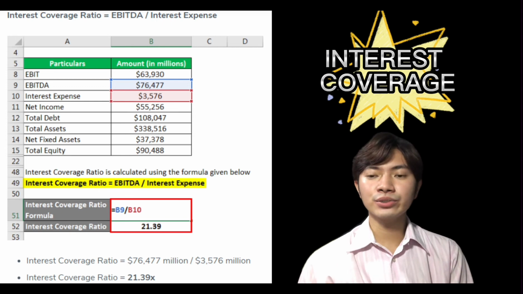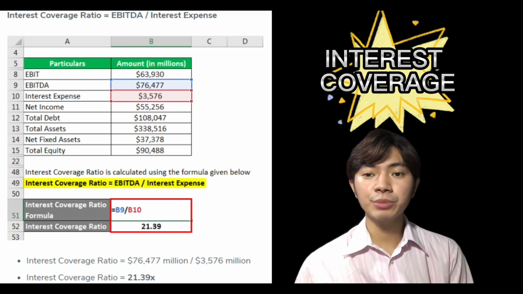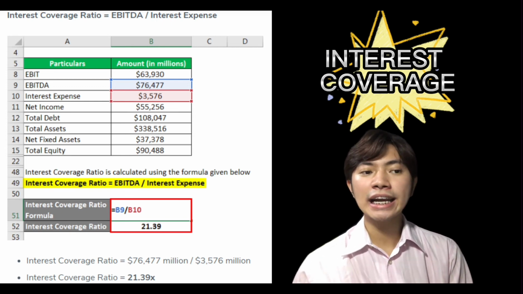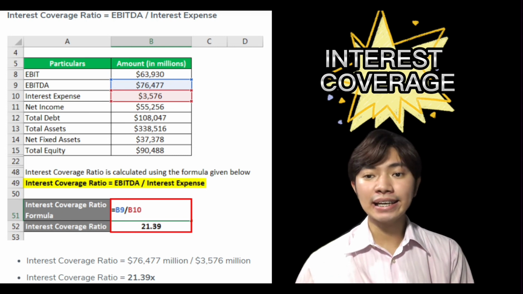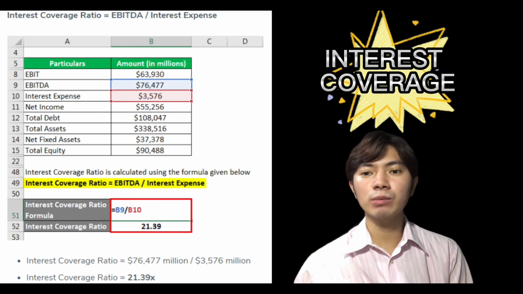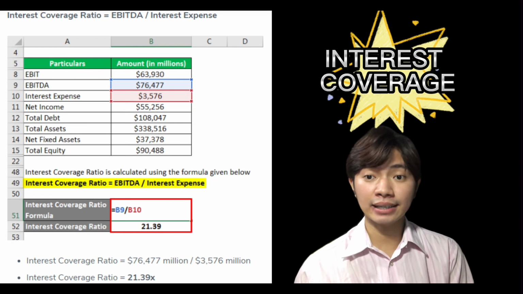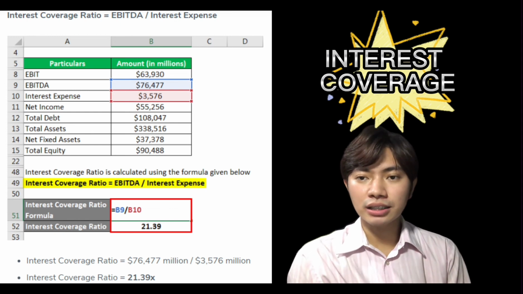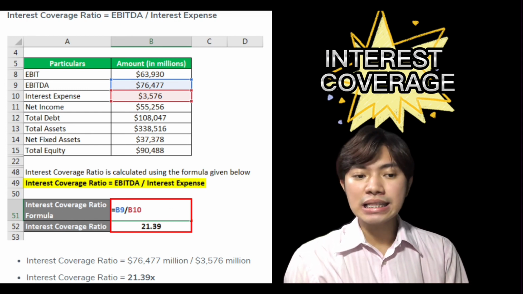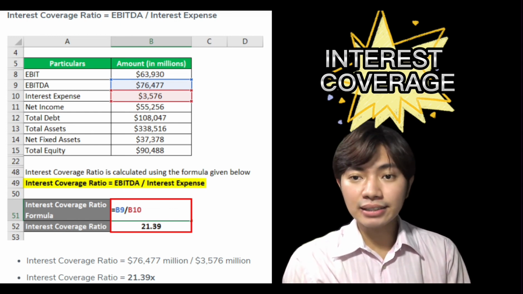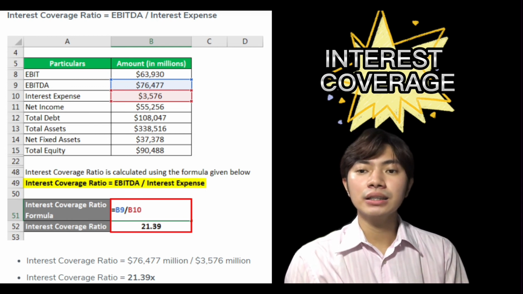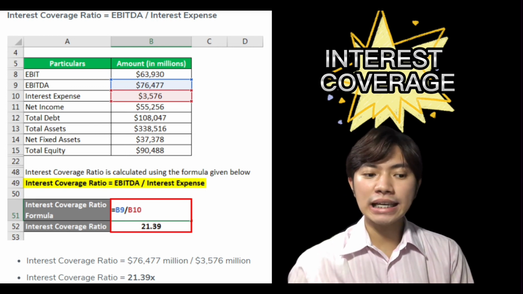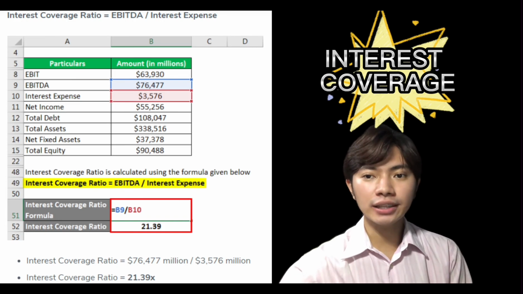So, sa interest coverage ratio, meron tayong formula na it is equals to earnings before interest, taxes, depreciation, and amortization divided by the interest expense. So, meron tayong $76,477,000 divided by $3,576,000 and makukuha natin ay 21.39.